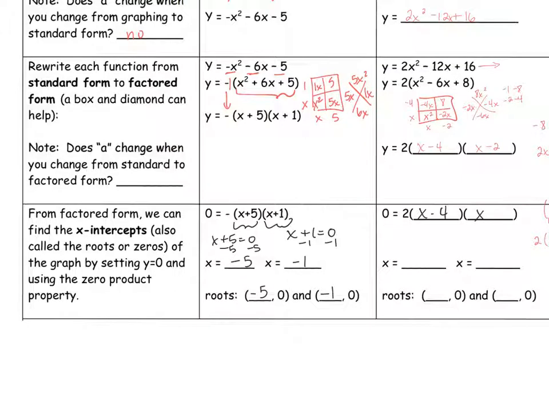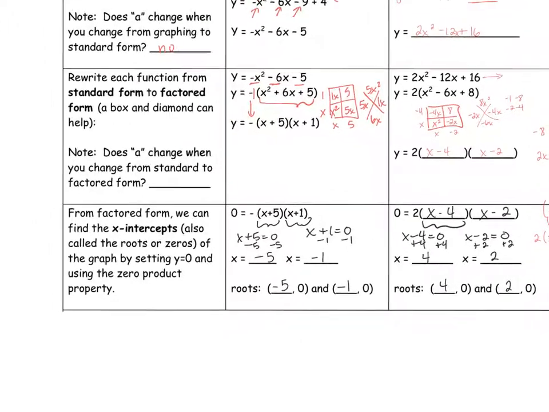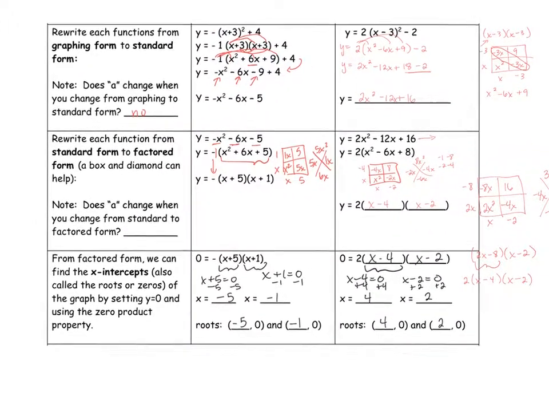Our other example, we do the same thing. We take that x minus 4 equals 0, x minus 2 equals 0. So we have plus 4, plus 4, plus 2, and plus 2. So x equals 4 and x equals 2. So 4, 0, 2, 0. So that kind of brings us all together to a lot of the stuff we need to know about factored form, standard form, how to go between them, and how to find those x-intercepts.